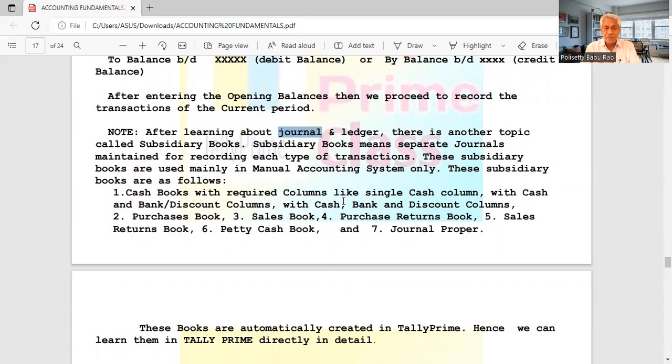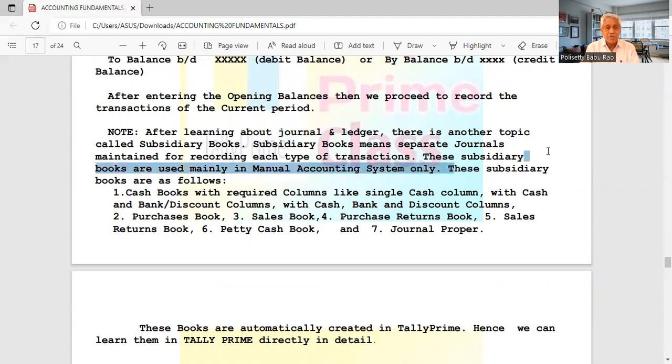Okay, so we'll find out about them. After learning about this one, we will have another topic called subsidiary books. Subsidiary books means separate journals maintained for recording each type of transaction, depending on its nature. These subsidiary books are used mainly in the manual accounting system only.